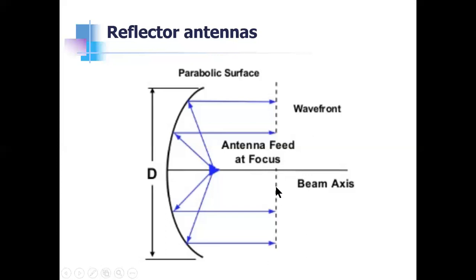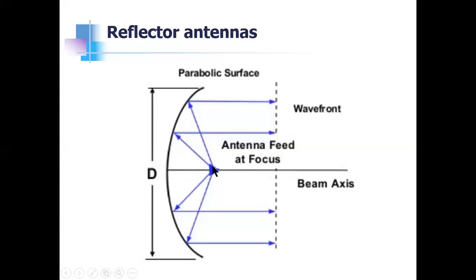This is because any ray which is radiated from this focus and intersects this parabolic surface is reflected in the direction parallel to the axis of the parabola. So this is the axis of the parabola. The radiated energy hitting this parabolic surface is reflected parallel to the axis of this parabola.